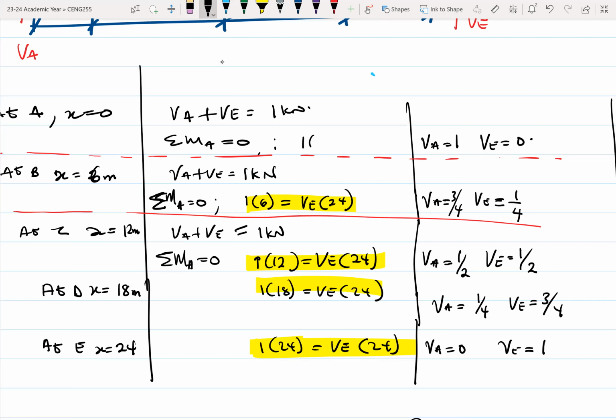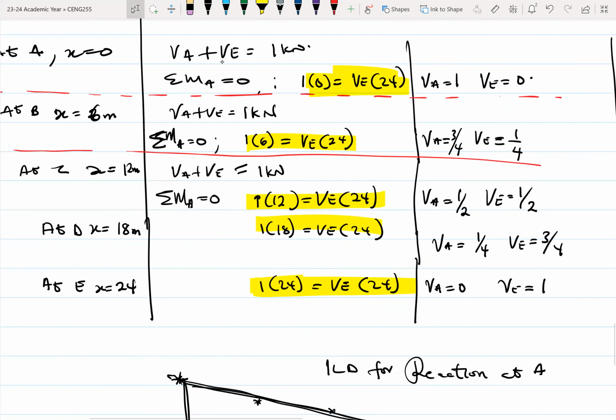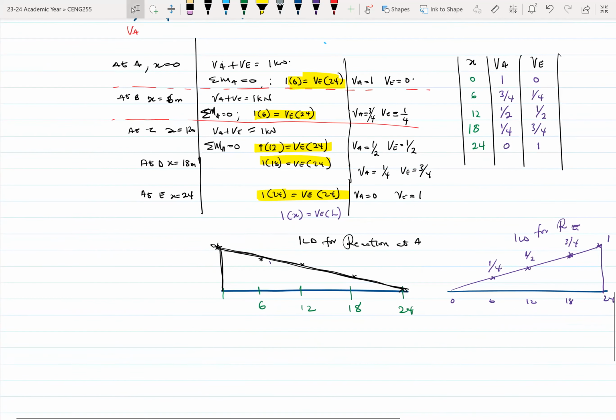So let's say 1 times 0 is equal to VE times 24. So I'm just rewriting that to help me to see the pattern being developed. So in effect, this equation here is simply 1 times X equal to what? VE times L. All right. So 1 times X equals VE times L. And what this simply means is that my VE is equal to what? X over L.